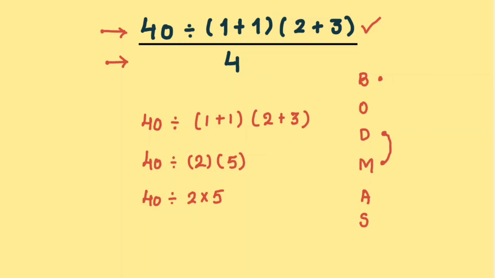rule where division and multiplication have the same priority. And if both are given, like in this case, solve the equation from left to right. Whichever comes first, solve it. So 20 into 5, the numerator becomes 100. Then take the denominator, 100 divided by 4, is 25.